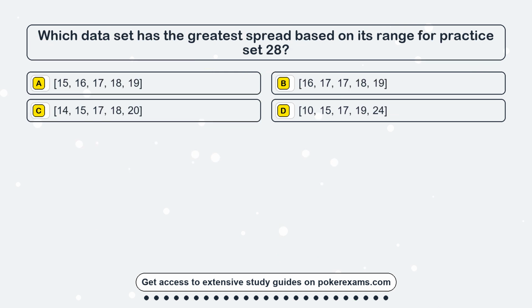Question 21. Which data set has the greatest spread based on its range for practice set 28? Option A 15, 16, 17, 18, 19. Option B 16, 17, 17, 18, 19. Option C 14, 15, 17, 18, 20. Option D 10, 15, 17, 19, 24.